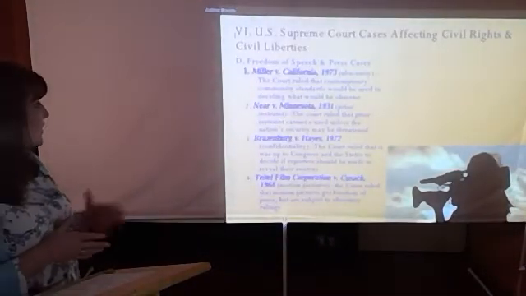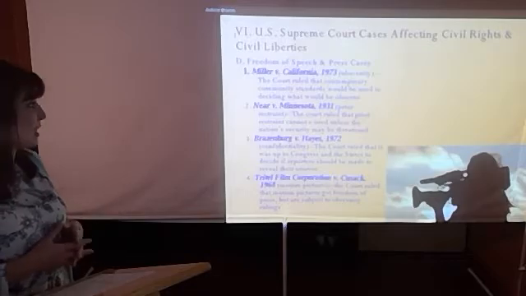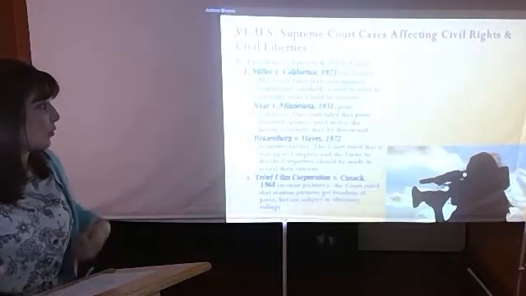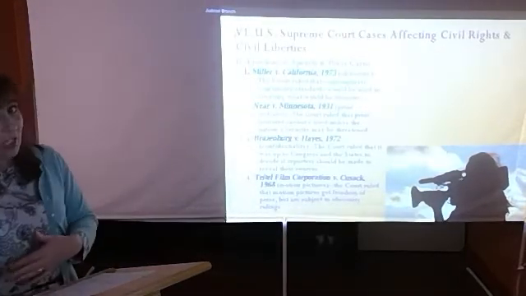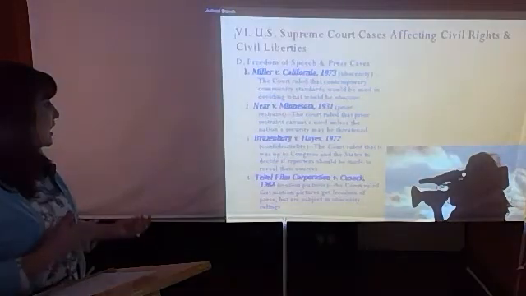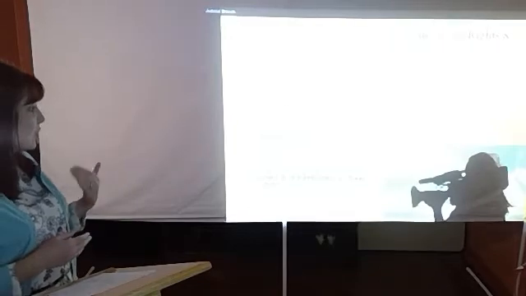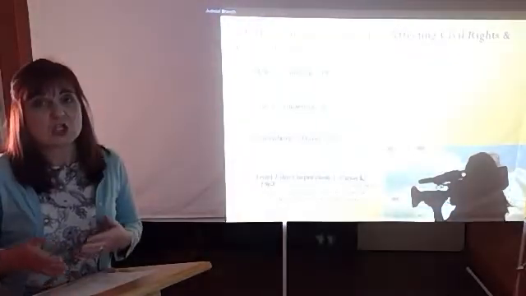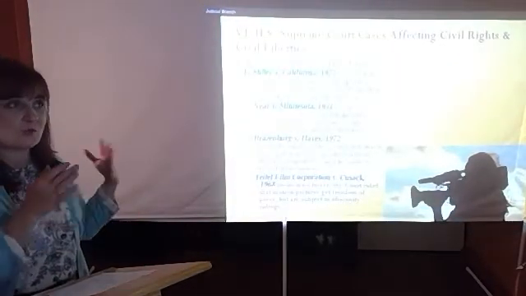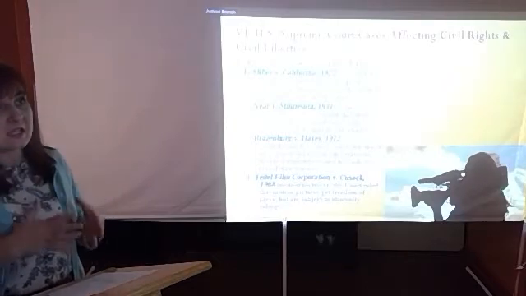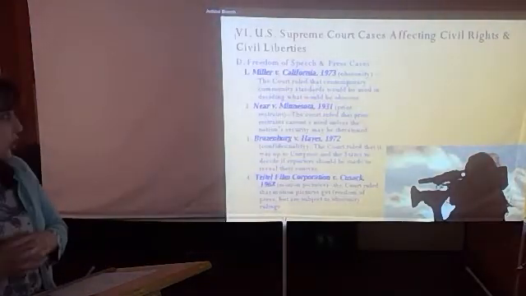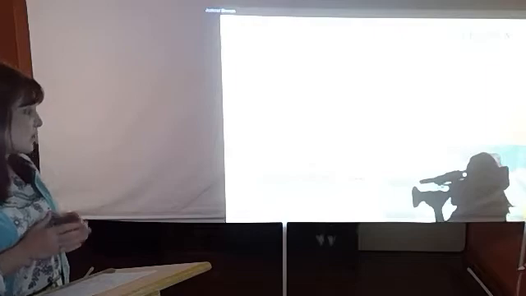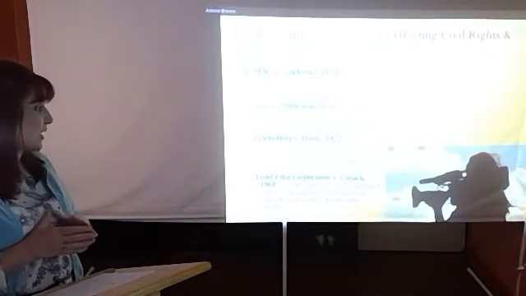So some of the cases that deal with this: Miller versus California in 1973 deals with obscenity. And the court ruled that contemporary community standards would be used in deciding what would be obscene. So as society changes, the definition of obscene changes. Near versus Minnesota in 1931, the court said that prior restraint cannot be used unless the nation's security may be threatened. So you can't stop a press organization from printing a story unless it is dangerous for national security. Branzburg versus Hayes in 1972, the court said that it was up to Congress and the states to decide if reporters should be made to reveal their sources.